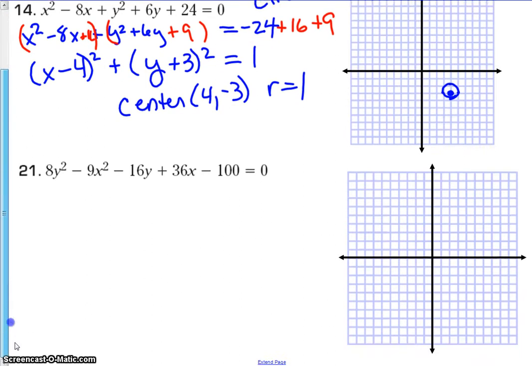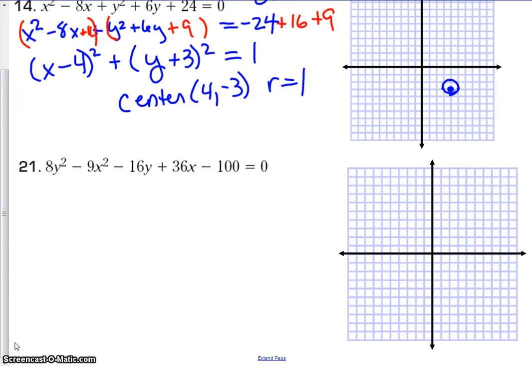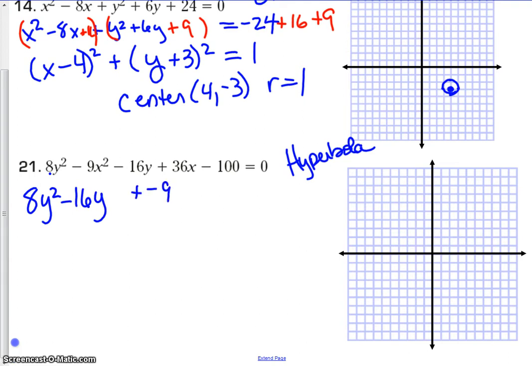All right, let's look here at 21. Now when I look at this, I have a positive y squared and a negative x squared. I have a hyperbola because one is positive, one is negative. But again, same grouping idea. We're going to group together my y's. I want to group together my x's. And I want to take any constants and bring them to the right-hand side. Factor out any leading coefficients.